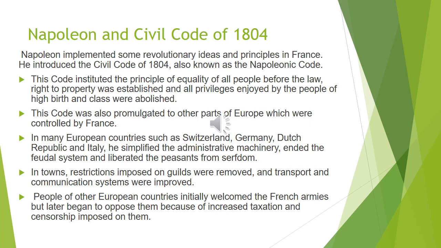People of other European countries initially welcomed the French armies and Napoleon because they saw them as their liberator since they were under the tyrannical rule of monarchs. But later they began to oppose them because Napoleon increased taxes and he also imposed censorship on them. He started ruling them.